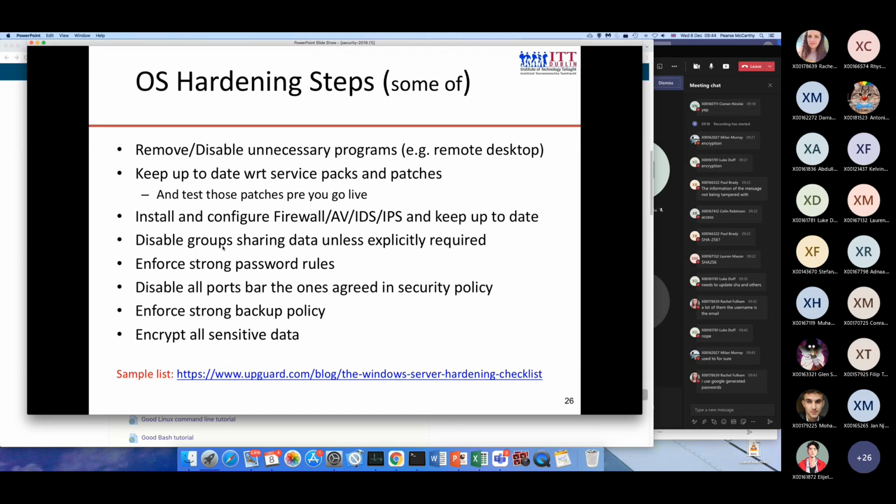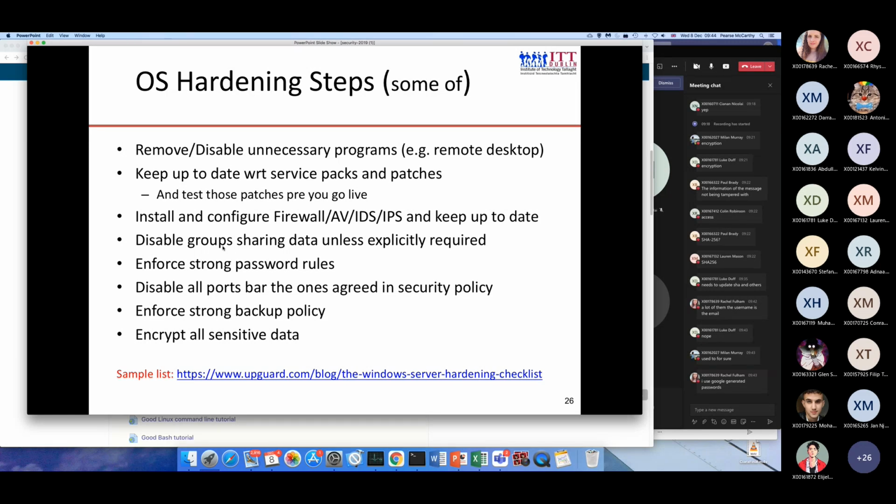Disable all ports but the ones agreed in the security policy. Fair enough. You don't want ports open that shouldn't be open. Instruct good backup. That's your only defense against ransomware, by the way. And unfortunately, ransomware typically goes looking for your backups as well and encrypts that. But you have to have some sort of backup policy to have a chance, and then encrypt all sensitive data.